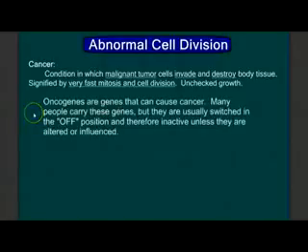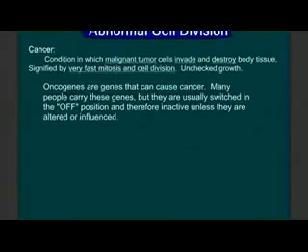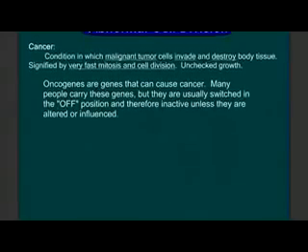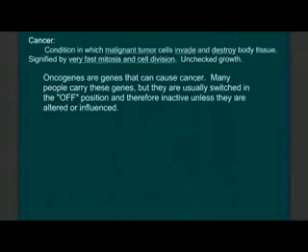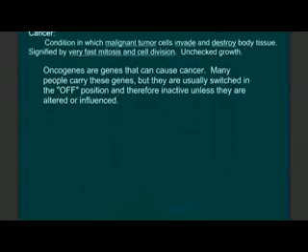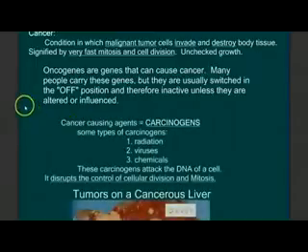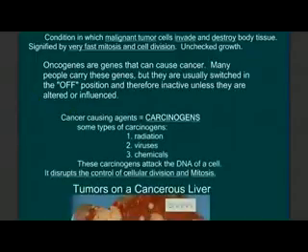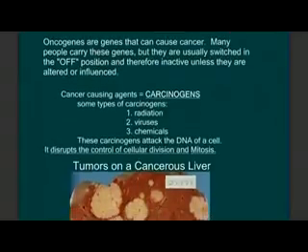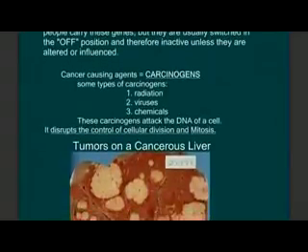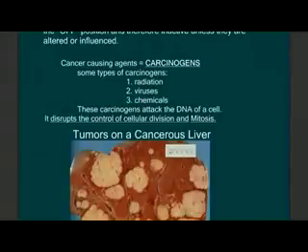It's interesting that we have genes we call oncogenes, which are genes that can cause cancer. But many people will carry these genes, but usually they're switched in the off position and are inactive unless they're altered or influenced. And some of the things that can alter or influence these genes and cause cancer we call carcinogens. And they can be things like radiation, like X-rays, and even exposure to sunlight.